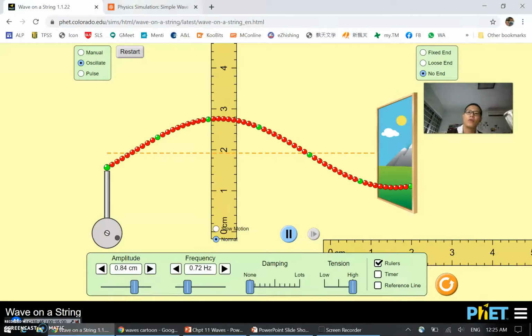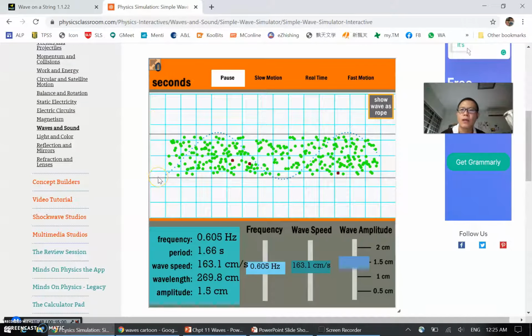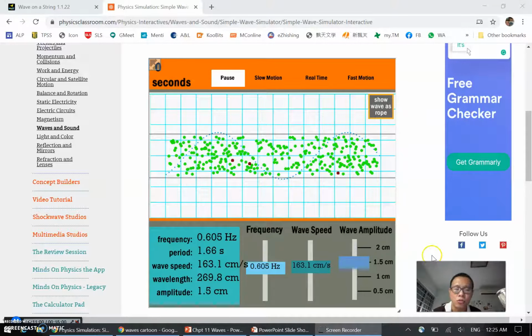Now, for longitudinal wave, I have a good simulation here by Physics Classroom. This animation shows how the air particles move when the sound passes through. The green color dot that you see here and the red color dot, they are all air particles along, I would say, a tunnel here. And you see the dotted blue line here depicts the wave motion. The wave that we are looking at is a sound wave, a longitudinal wave. Its frequency, speed, and amplitude, I have calibrated.